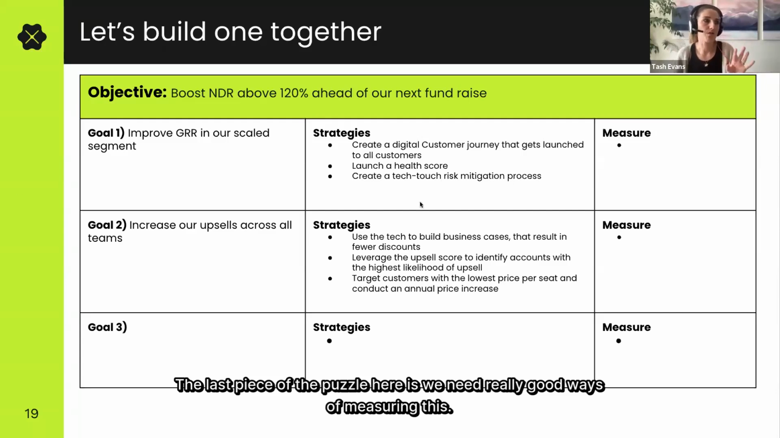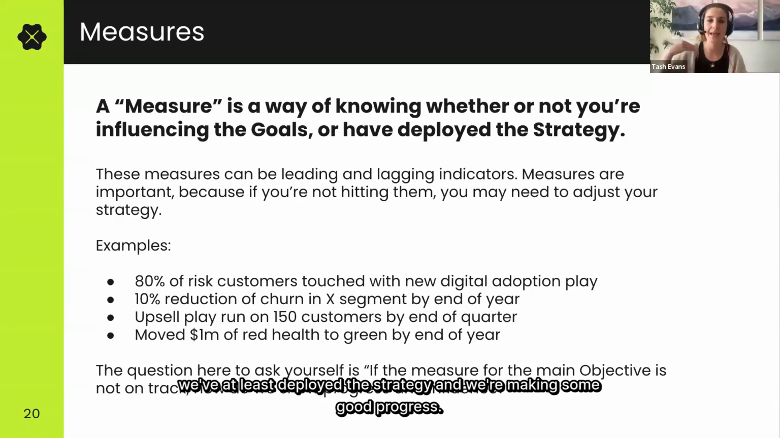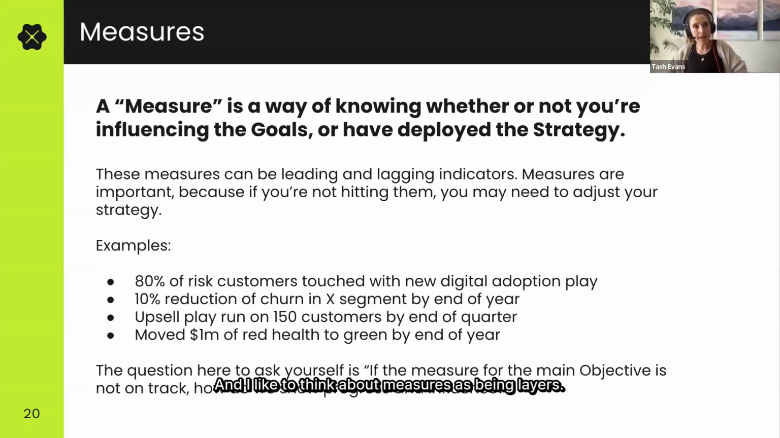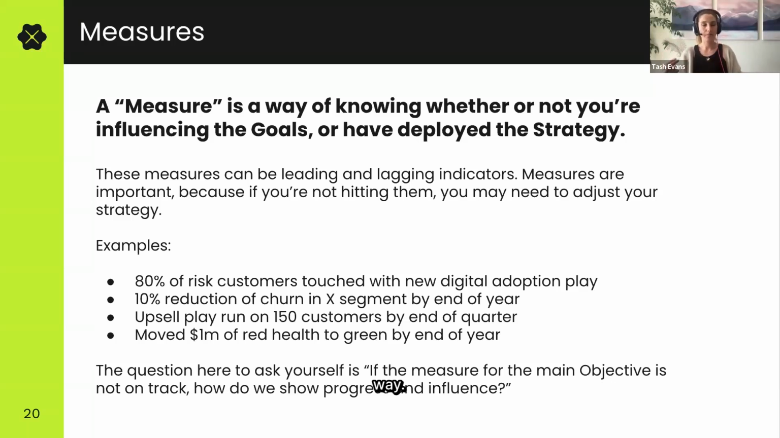The last piece of the puzzle here is we need really good ways of measuring this. This is how we know whether or not we've met the goal or whether or not we've influenced the goal or whether or not we've at least deployed the strategy and we're making some good progress. And I like to think about measures as being layers. Like I want a way of measuring whether or not I've got to the goal, but I also want to know leading indicators along the way. Because you want to know if you're on the right tracks.